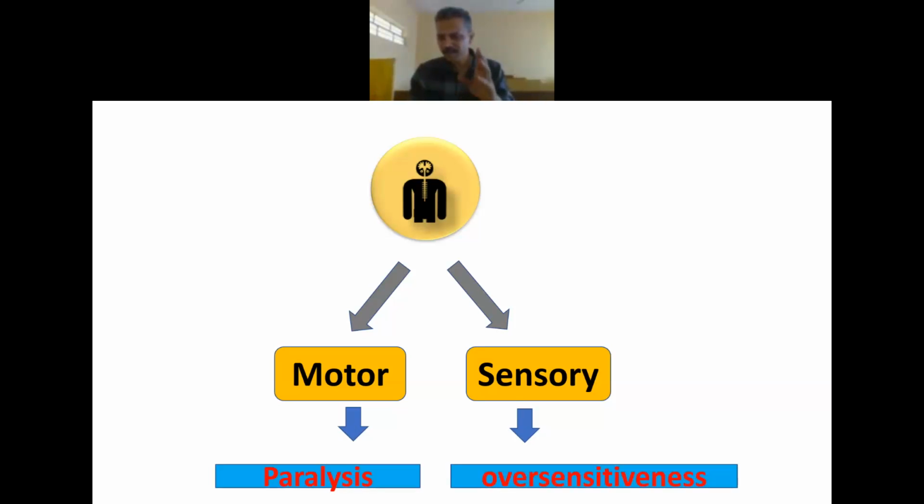Please retain all these things, not only for your theory or your viva, for your life. They are very important. So, motor nerve, sensory nerves. See, if you understand pathogenesis, particulars become very easy tomorrow, and you can explain why there is oversensitivity. For example, now you see the eyes.